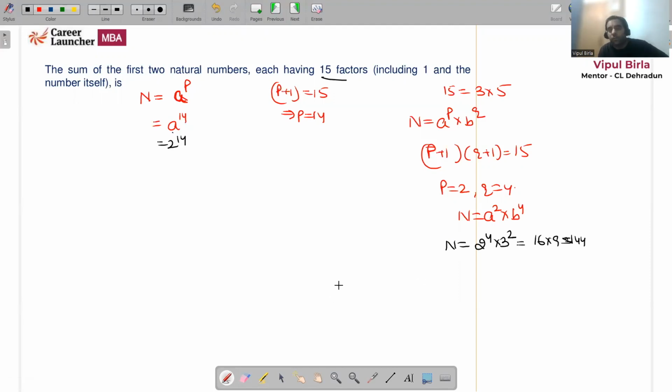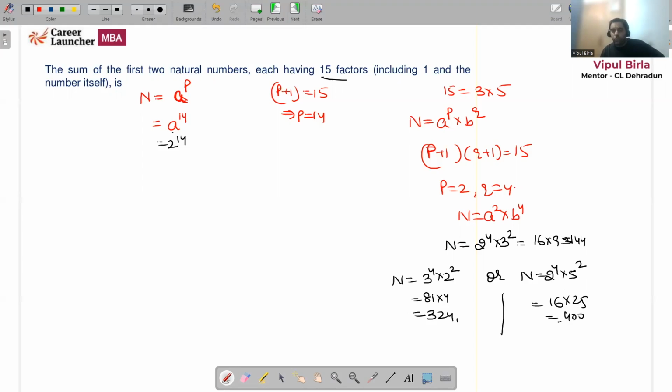So for the next smallest number, we've got two possibilities to check. One is n equals 3 to the power 4 into 2 square, or n equals 2 to the power 4 into 5 square. Whichever is the smaller value will give me the second smallest natural number which has exactly 15 factors. The first comes out to be 81 into 4, that's 324. The second is 16 into 25, which is 400. So the smallest is 324.